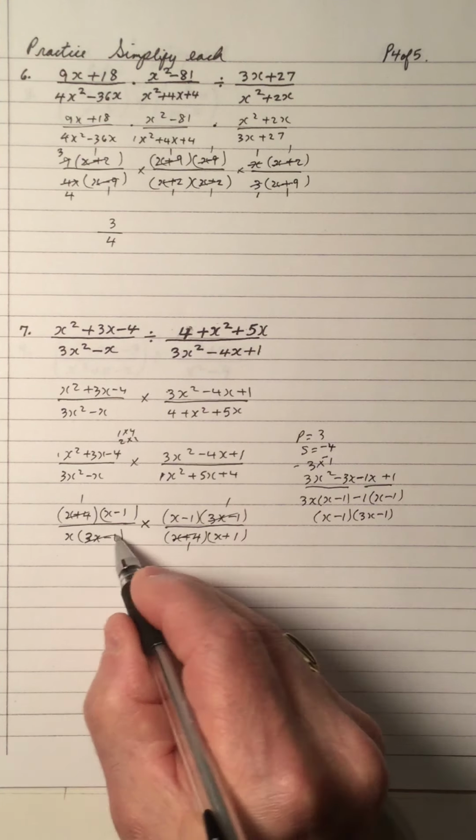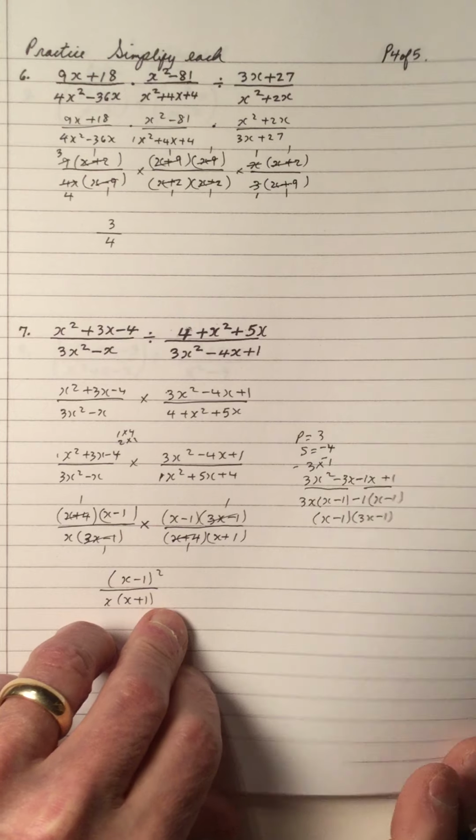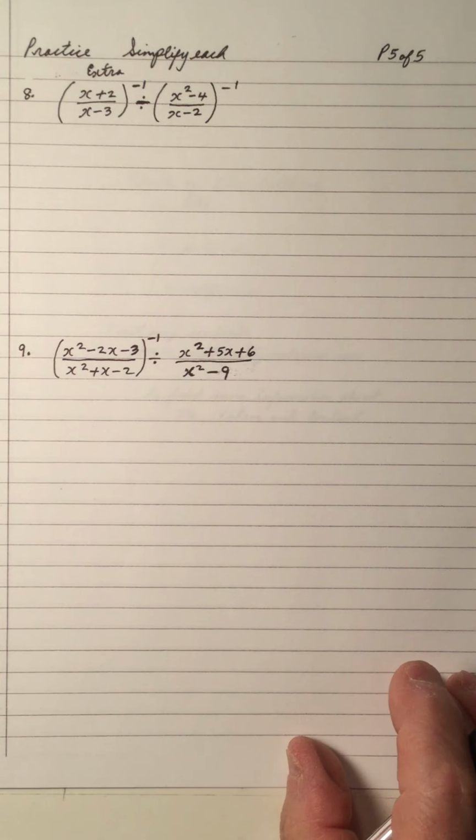And you leave it like (x - 1) squared. You don't have to multiply them by FOIL. But check with your teacher to make sure. And a couple more to do for practice. These are extras with negative exponents.